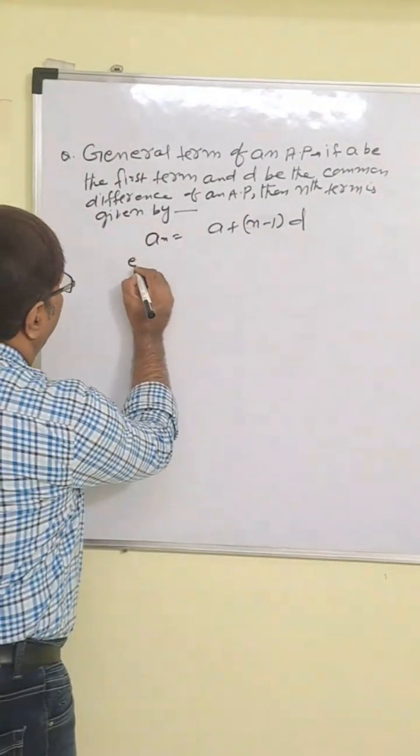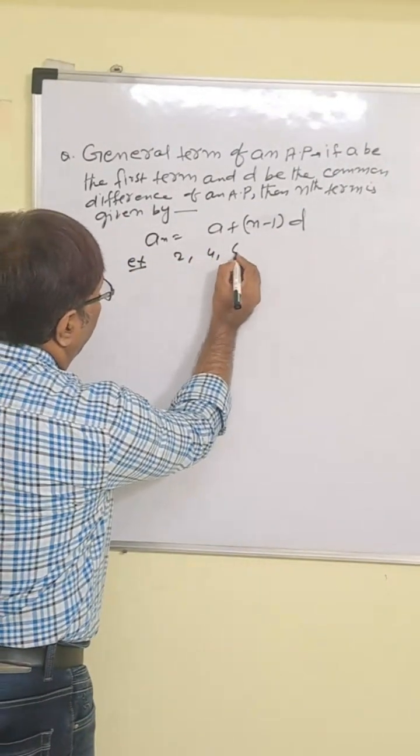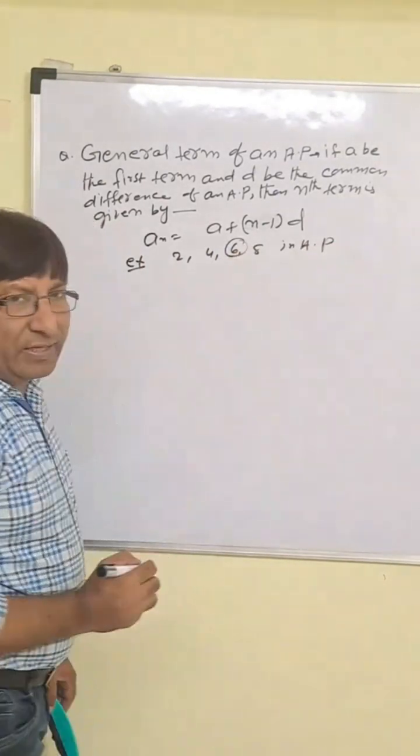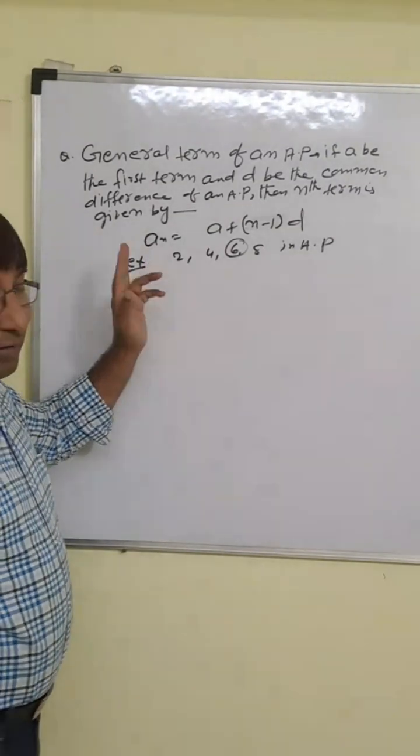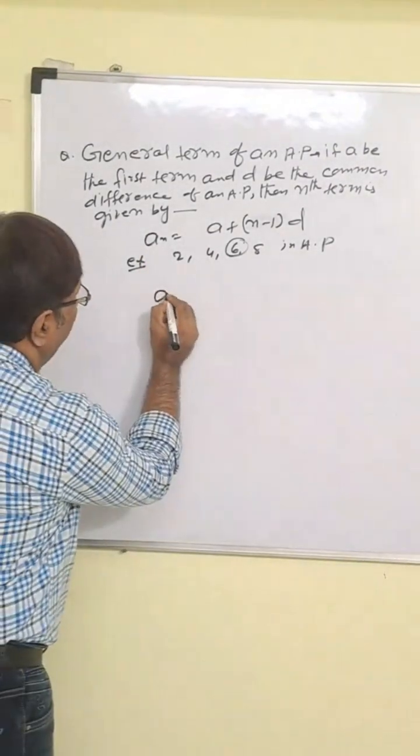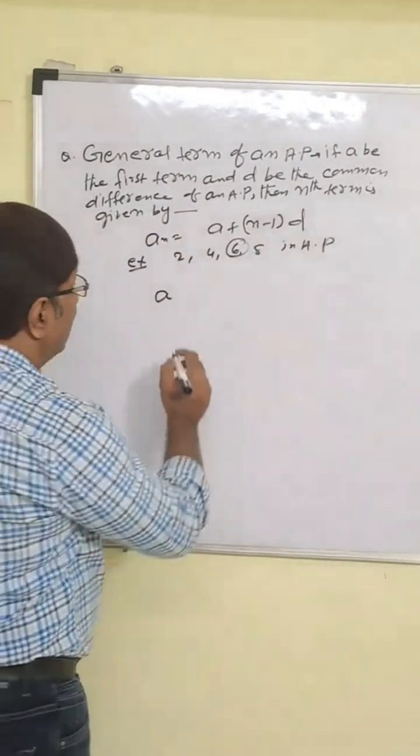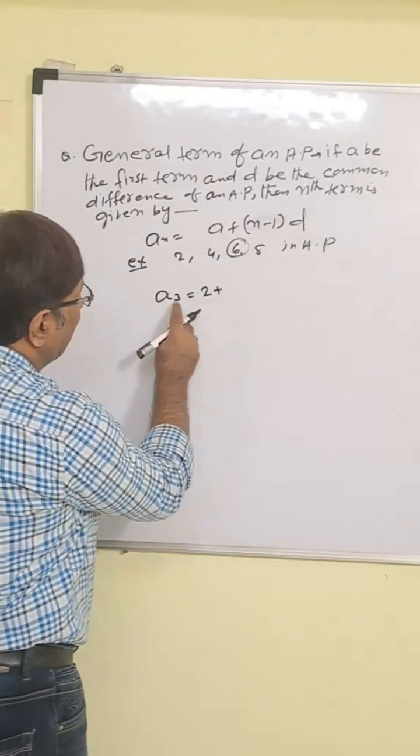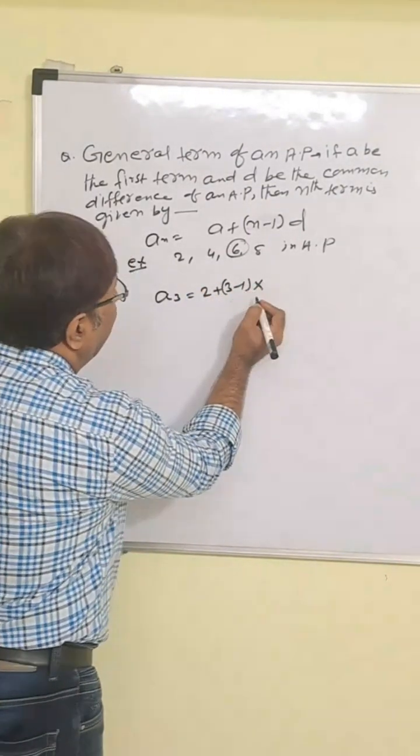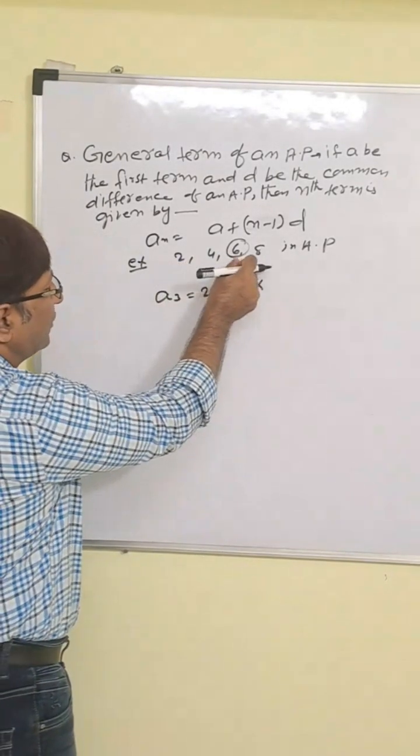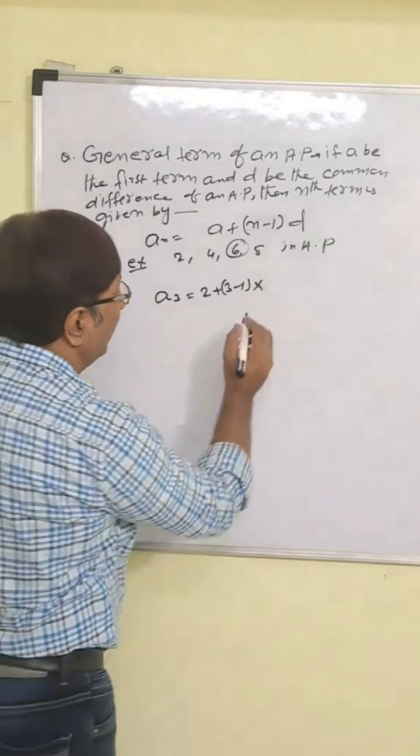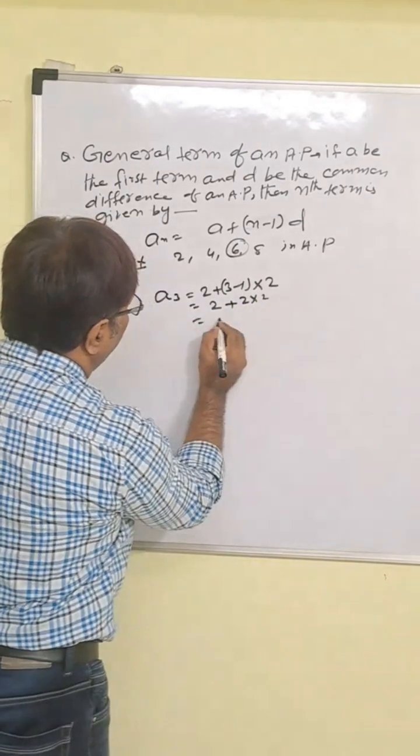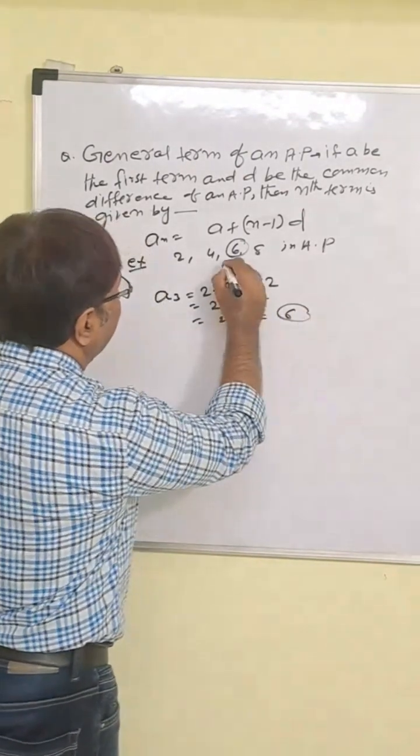For example, suppose 2, 4, 6, 8 is in AP. You know the third term here is 6. So we can find the third term from this formula. Suppose we are finding the third term to check whether the answer is 6 or not. The third term A3 equals A plus n minus 1 into D. A is 2, n is 3, so that is 3 minus 1. And D is 4 minus 2, 2; 6 minus 4, 2; 8 minus 6, 2. So D is 2. So we will get 2 plus 3 minus 1, 2 into 2. So 2 plus 4 is 6. You see, the third term is 6.